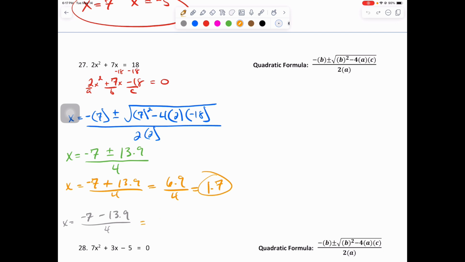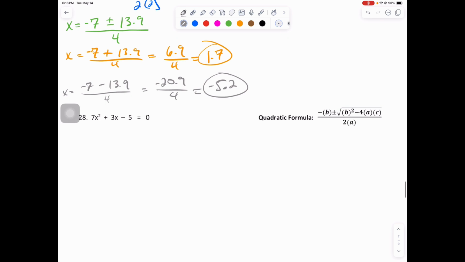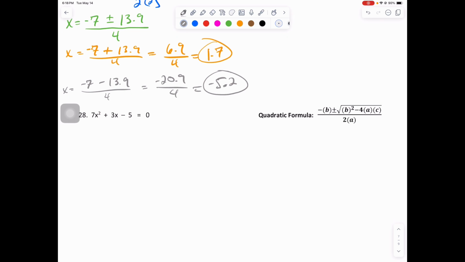20.9. Don't know why that didn't switch. I thought I had hit it. Divided by 4, which equals negative 5.2. Go ahead and circle your answer. Sorry for talking so fast. I'm trying to make this quick and fully explainable for your understanding. Moving forward to number 28.